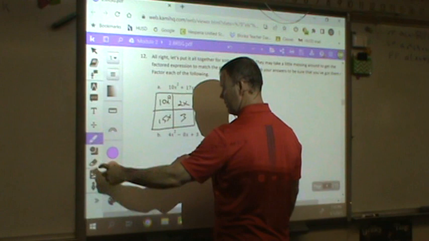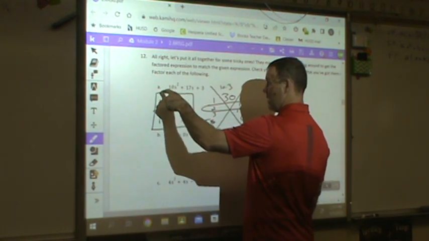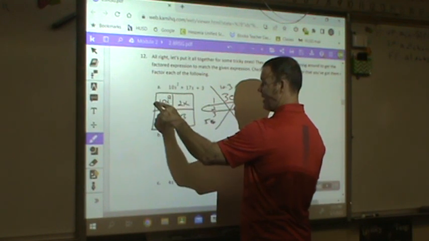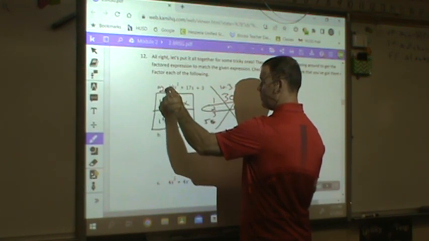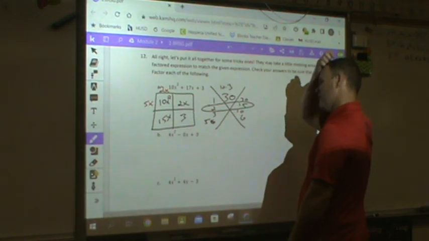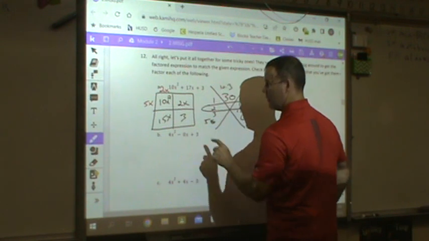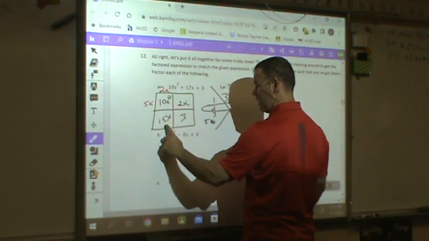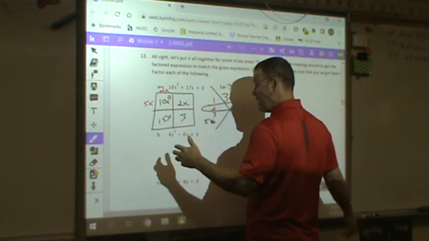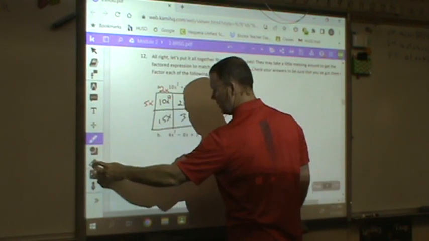So, how did I do this? Did I do this correctly? Well, remember, how do I get 10x squared? I can get it two ways: 10x times 1x, or 2x times 5x. Did I do that right? Well, again, remember, you can flip these two around. So, 2 times what is 15? Nothing. 2 times nothing is 15. So, swap the 15 and the 2.